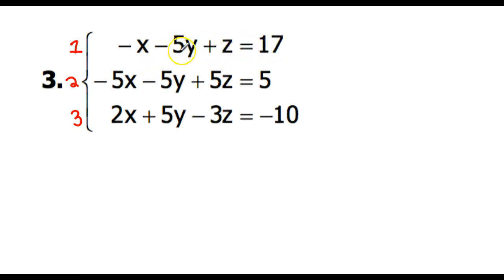So calling them equation 1, 2, and 3 again, I'm going to combine equation 1 and 2. Let's see, the y's have a coefficient that's negative. I just need to change the signs on one of them. So I'm going to do that with equation 1. So this gives me, multiplying by negative 1, x plus 5y minus z equals negative 17. For equation 2, it's fine like it is. I'm just going to rewrite it over here. Negative 5x minus 5y plus 5z is equal to 5.